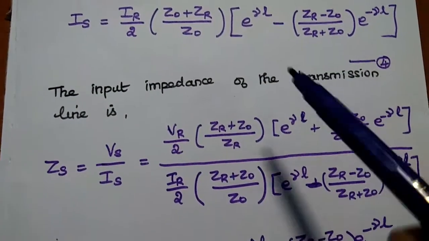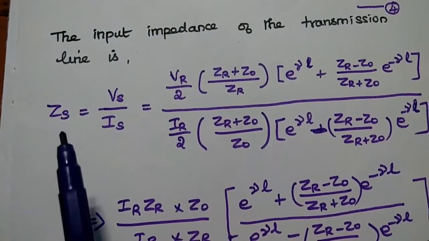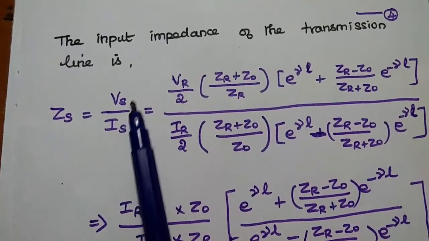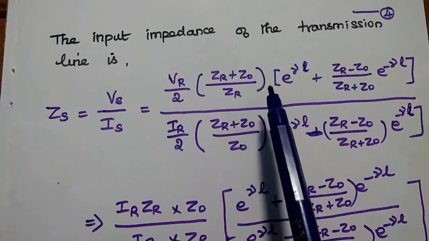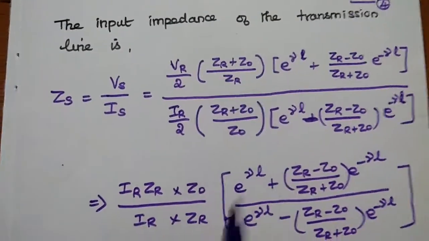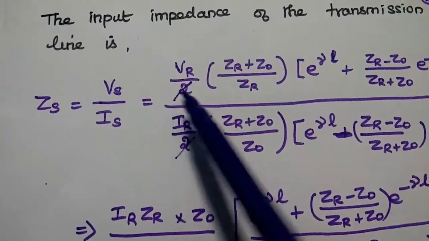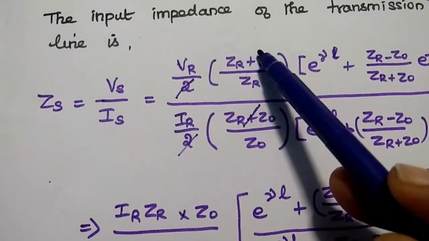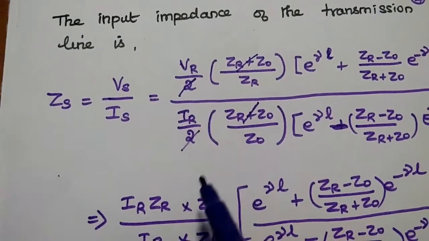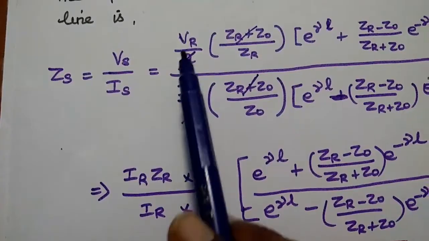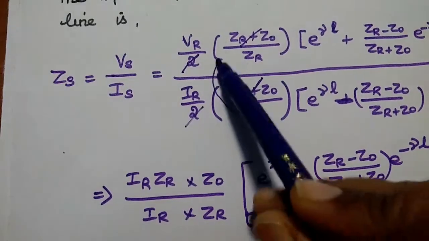Now we are going to substitute the third and fourth equations in the Zs formula. What is Zs? Input impedance is equal to the ratio of sending voltage to sending current. So Vs by Is, substituting equations 3 and 4, we can get the value like this. Here we can cancel this 2 and this 2, and likewise (Zr plus Z0) with (Zr plus Z0). We can write this Vr as Ir into Zr, multiplied with this denominator which goes to the numerator.